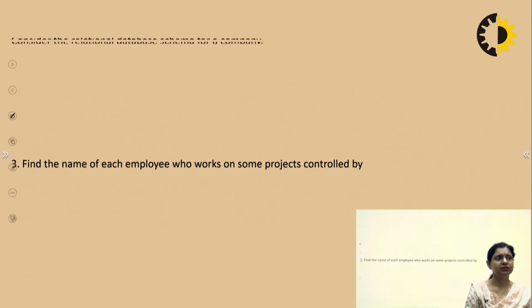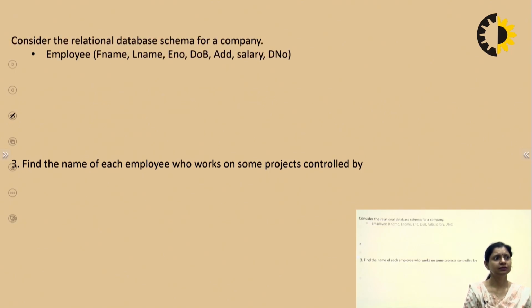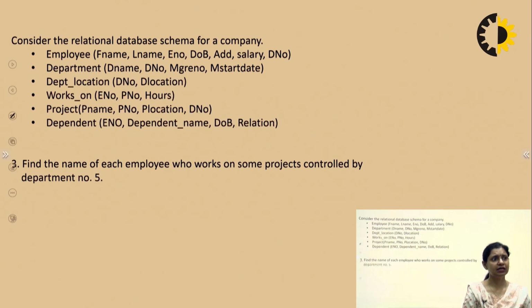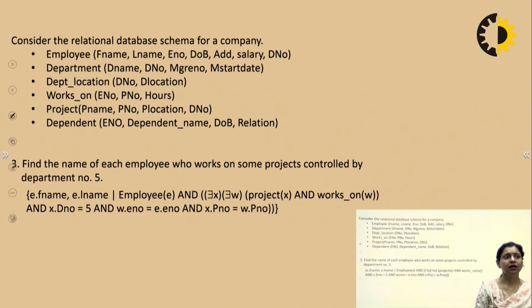The next one is, we have these tables, to find the name of each employee who works on some project that is controlled by department number 5. Now, the name of each employee, again the first name and the last name from the employee table, and who works on some project which is controlled by department number 5.